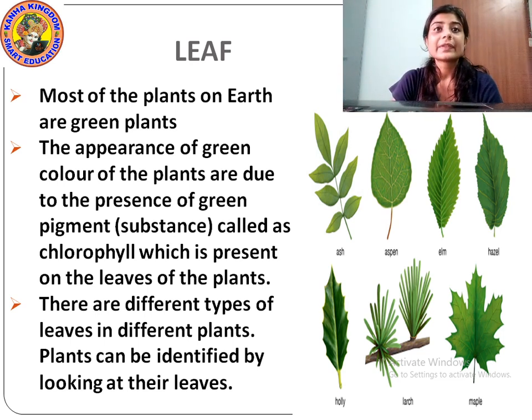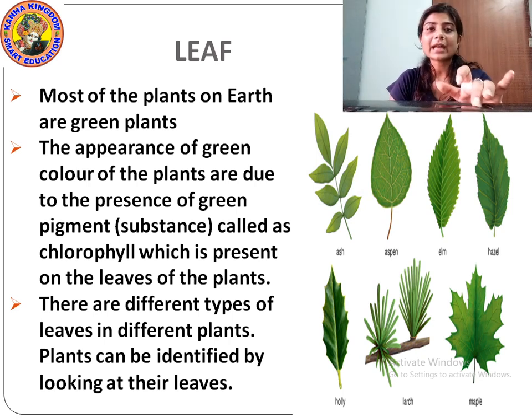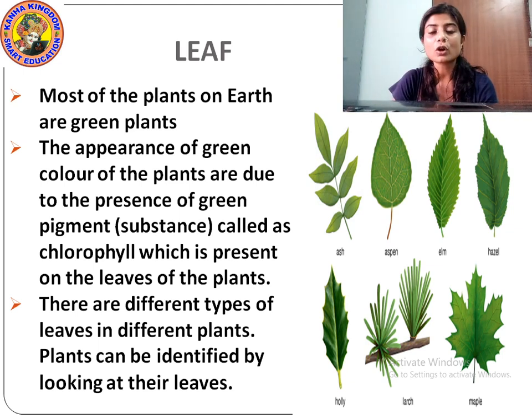Understood? Then there are different types of leaves in different plants. Yes or no? The leaf of every plant is of a different type. They are of different shape, different size. Some leaves are small, some leaves are big. So every plant has its different type of leaf. And plants can be identified by looking at their leaves. When we see the leaf, we can identify which plant this is.